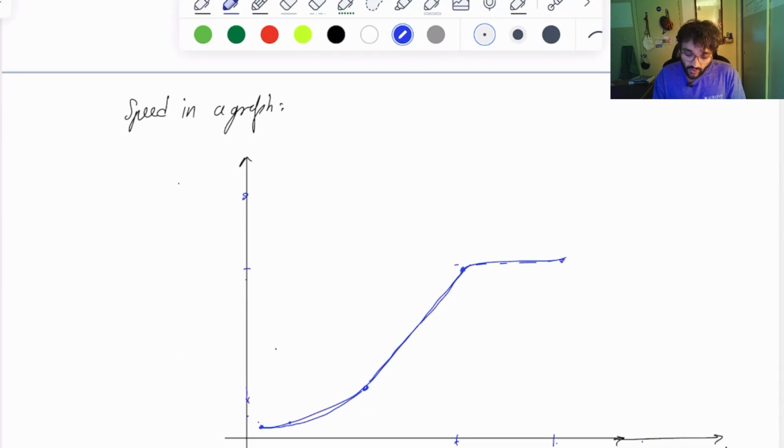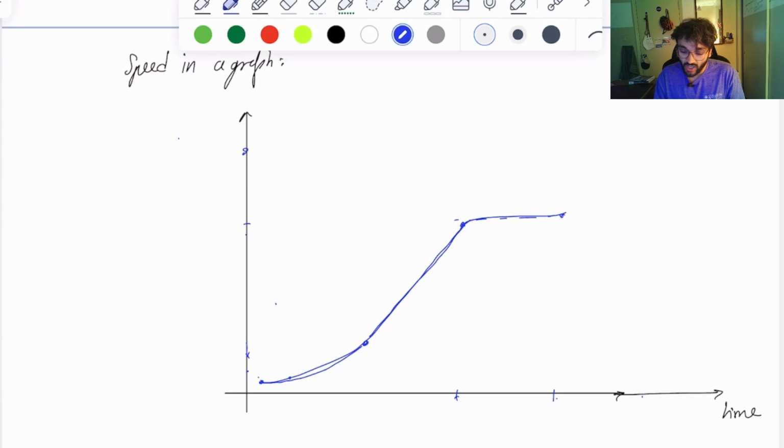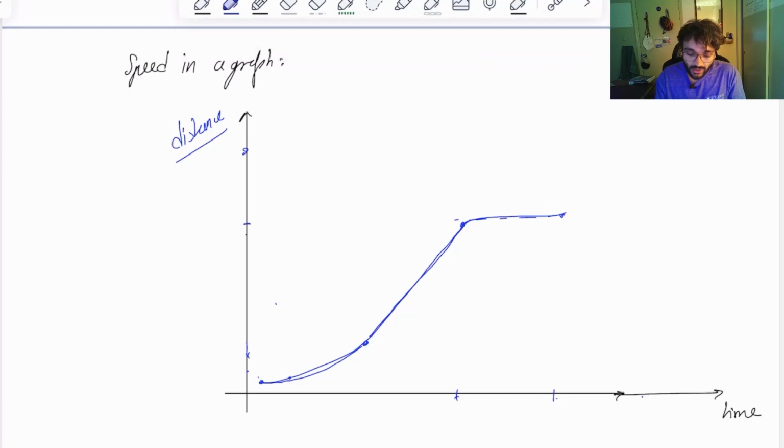You can also get information about speed from a graph. Okay, from a graph with the x-axis as the time axis, and let's say the y-axis as the distance axis. And the choice of me making a graph to show you different types of speed, with the graph having axes time and distance, the choice will be more clear as we go on.